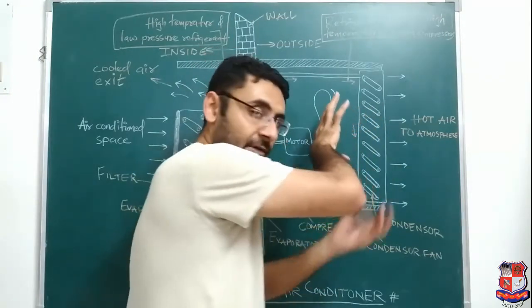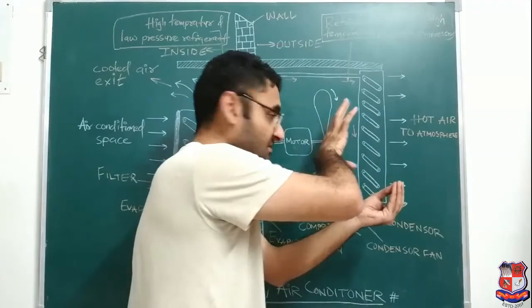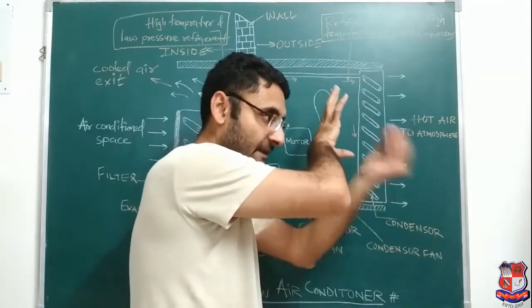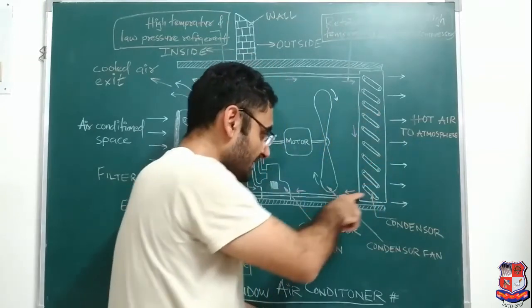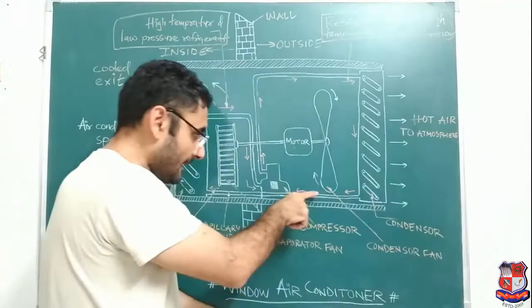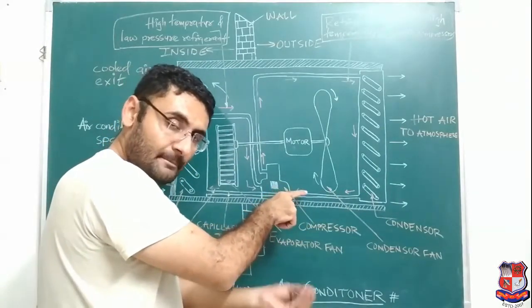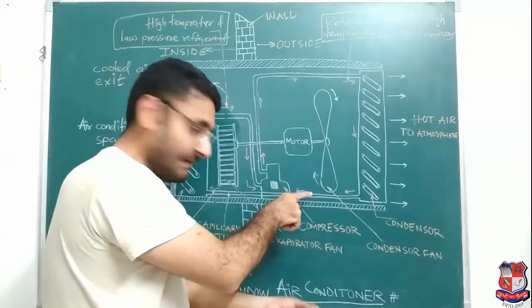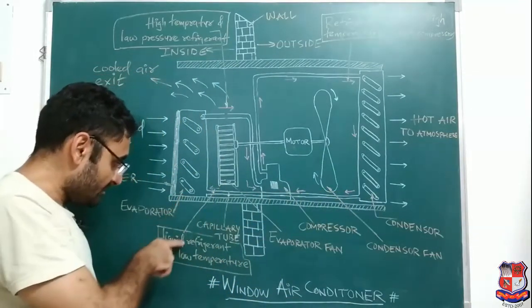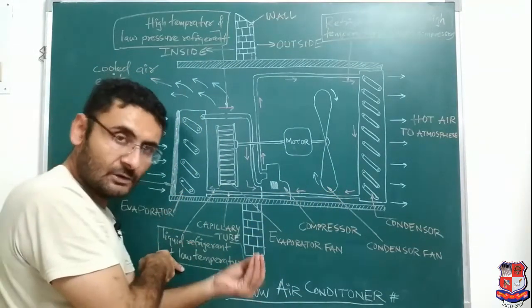So the refrigerant, which is in the form of vapor, will reduce its temperature, and when the vapor reduces its temperature, it will convert into a liquid form, and its temperature is also low. So over here, low temperature and high pressure liquid refrigerant. Over here I wrote one thing, that is your capillary tube, that is your liquid refrigerant at low temperature.